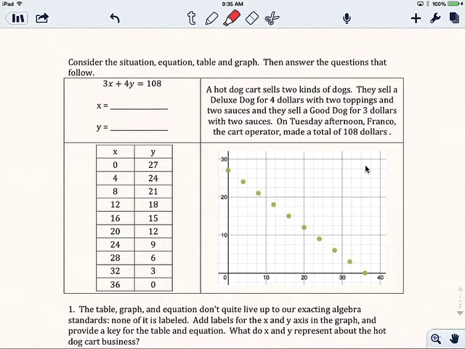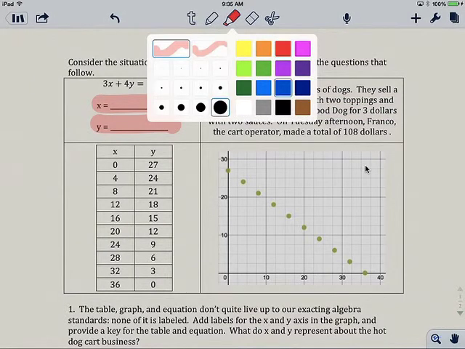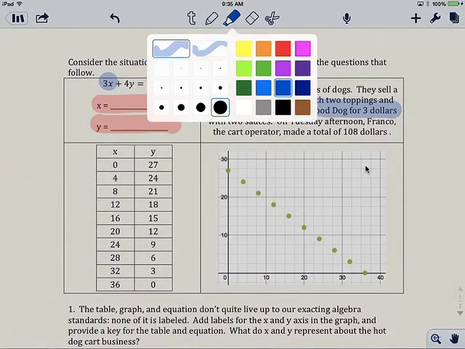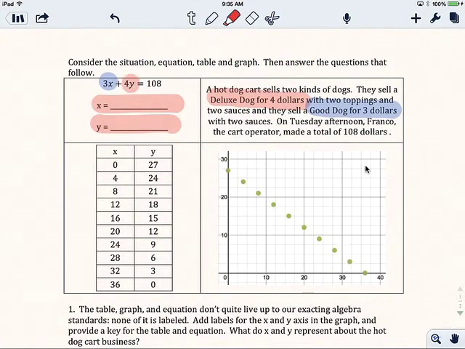And so just to review the information here, we've got 3x plus 4y equals 108. We've got two blanks to fill in here. We're talking about a hot dog cart that sells two kinds of dogs. They sell a deluxe dog for $4 with 2 toppings and 2 sauces, and they sell a good dog for $3 with 2 sauces, which I think I'll highlight in a different color here. Okay, so something I'm noticing already is that good dog for $3, there's a 3 in the equation there, and deluxe dog for $4 is a 4 in the equation there, so that seems to be related.